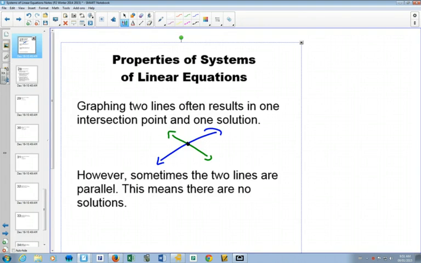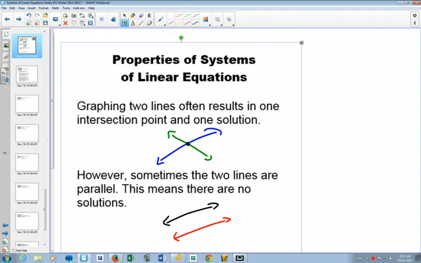But sometimes you could have no solutions. For example, if one line was like this and the other line was parallel, they'll never cross. So if you tried to solve that, what would happen? What would happen when you're looking at that if they never cross?